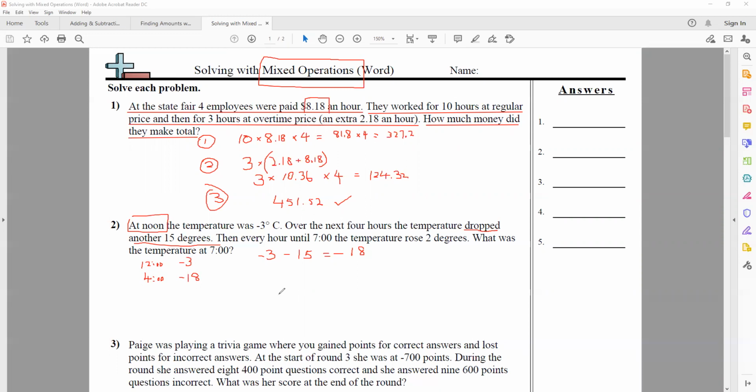Then every hour until 7 p.m., the temperature rose 2 degrees. All right, so rose 2 degrees each hour. Right? So let's not do 7. Let's say 5 o'clock. What is the temperature at 5 o'clock? Negative 16. Right, and then 6 o'clock? Negative 14, negative 12. So the temperature at 7 would be negative 12. Yes. Good job.